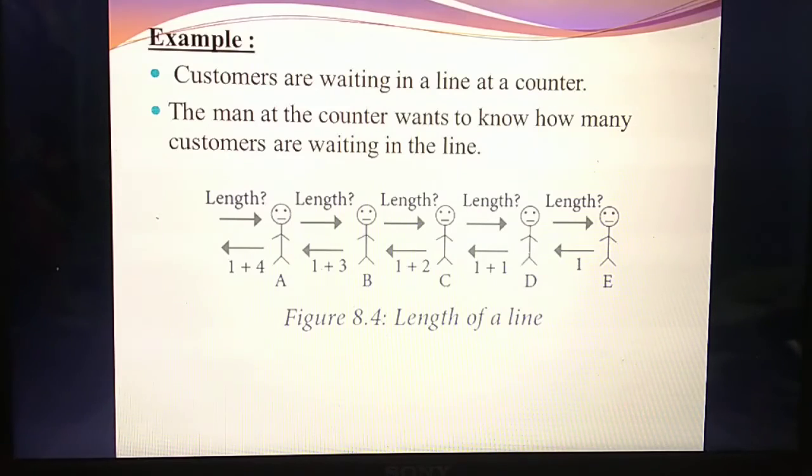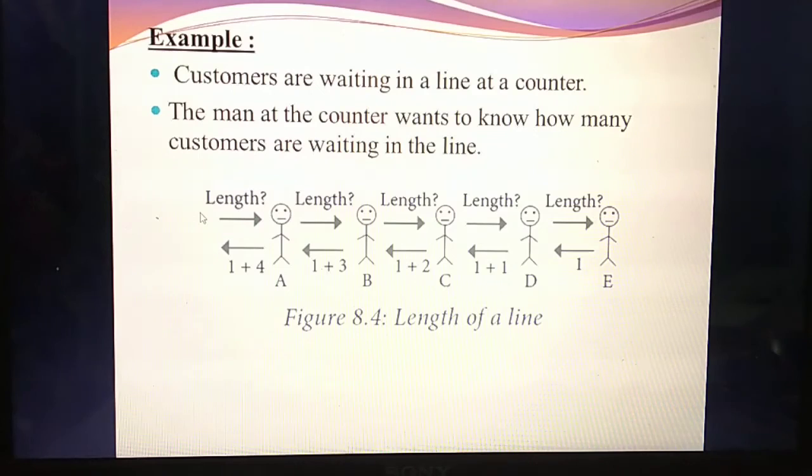Then D is replying. So here 1 is there, no? Already 1. So 1 plus 1. So what's the answer? 2. So C is replying. 2 plus 1, what's the answer? You will get 3. So C is replying to B. He is telling 3 plus 1. What's the answer you are getting? 4. So B is replying to A. 4 plus 1. So add 4 plus 1. What's the answer? 5. Now A is replying to the counter person. Totally 5 persons are there.